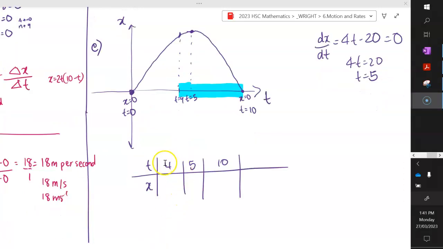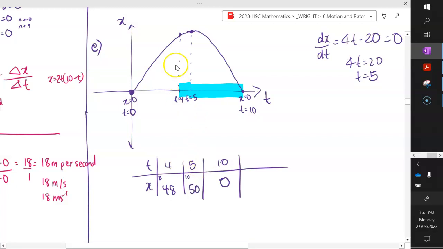So I'm going to have a look at time 4, 5 and 10, and it relates to my time here at 4, my time 5 when I turn back around, and time equals 10. Well, I know when time equals 10, my x is going to be 0 because I'm back where I started, and if I pop that in this equation here, I'd end up with 0. At time 4, I'm going to have 4 2s are 8, 8 times 6 is 48. And at time 5, we're going to have 5 2s are 10 times 5, which is 50.